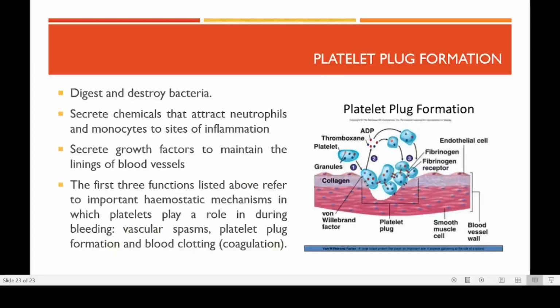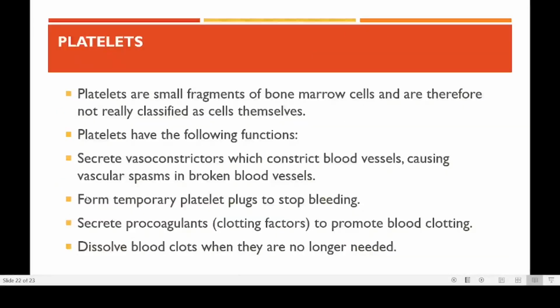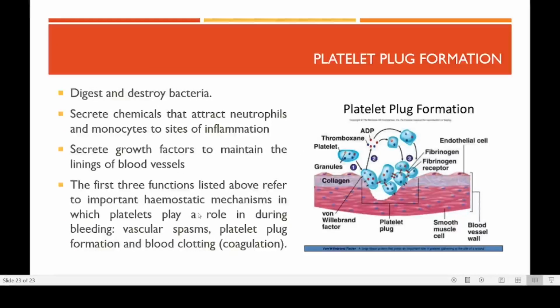The second function by which the platelets are preventing the loss of blood is that they are helping in the formation of the platelet plug. Platelet plug, here you can see in the picture, means a lot of platelets will be collecting there, sticking together and forming a thick plug-like structure, thereby preventing the loss of blood. Then they are also helping in blood coagulation, because they will be attracting a lot of neutrophils and monocytes to the site of the wound, and thereby they are helping in the coagulation.